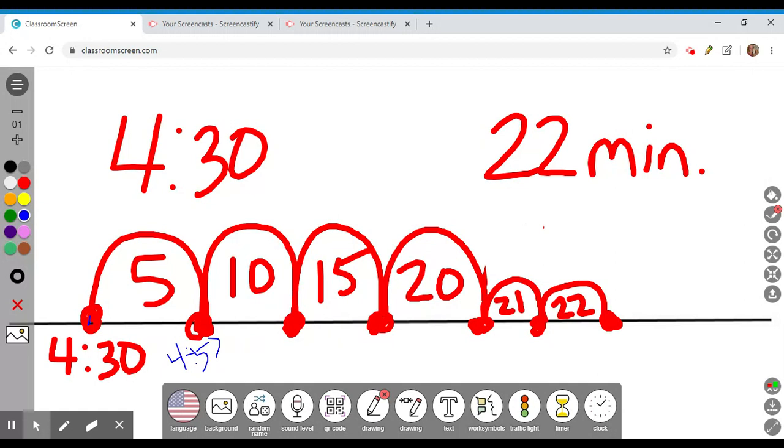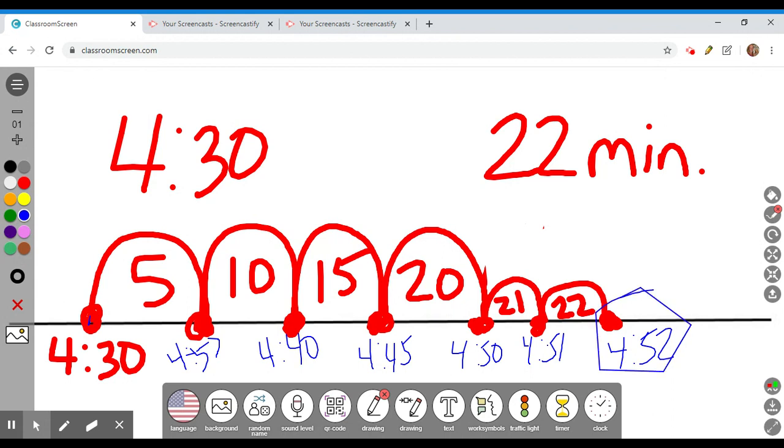Then we hopped 5 more minutes, and that would be 4:40. And then we hopped 5 more minutes, and that would be 4:45. And then we hopped 5 more minutes, that would be 4:50. And now we're hopping 1 minute at a time. So our next point on the number line is 4:51, and our final point on the number line would be 4:52. So what time did Sally leave the park? She left the park at 4:52.